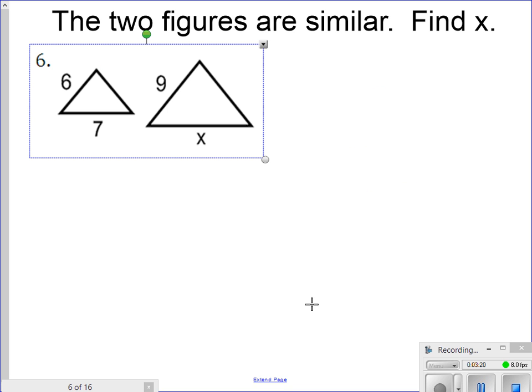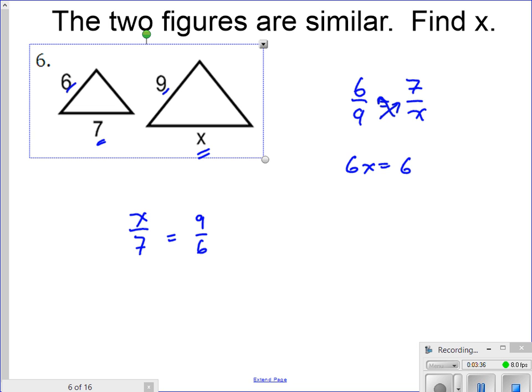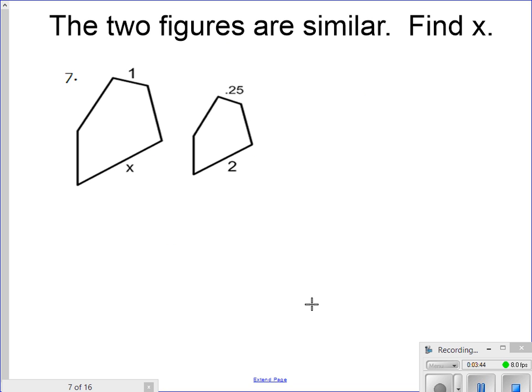Number 6, here we go again. So 6 over 9 equals 7 over x. You could have done x over 7, right? These two match up. And just follow the same pattern. You could have done 9 over 6. Either way, you end up with 6x equals 9 times 7, which is 63, which means x equals 10.5. Decimals are okay.